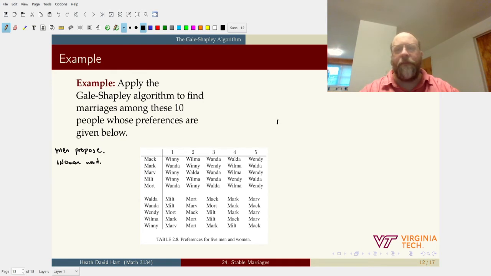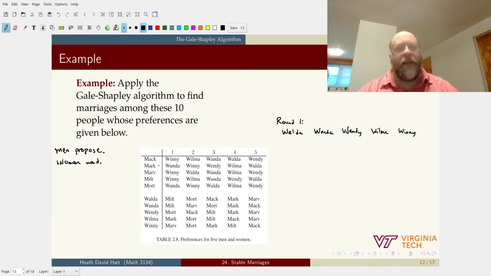In round one, the women, who are Wanda, Wanda, sorry, these have similar names. I got this out of the Harris textbook. Wendy, Wilma, and Winnie. They're just standing in a line, waiting to be proposed to.